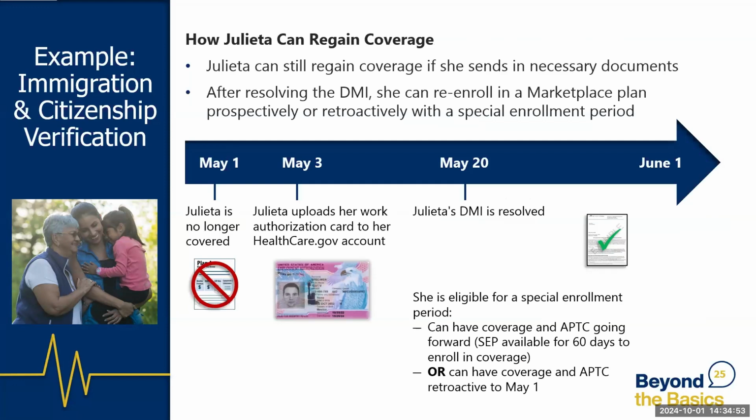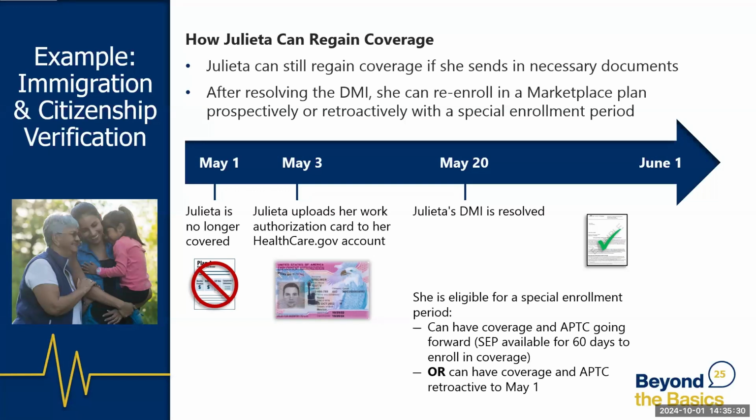So how Julieta can regain coverage. Julieta can still regain coverage if she sends in necessary documents, if she provides something different that is relevant to her status as an asylum applicant. Because she has her work authorization, there's probably something that she could provide. After resolving the data matching issue, she can re-enroll in the marketplace plan either prospectively, in other words, in the future, or retroactively, with a special enrollment period in both cases.